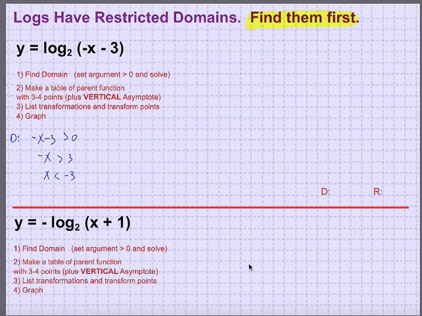You can make the parent function table first if you want, like I put in this order here, or you can list the transformations first. To be honest, I usually like to list the transformations first. A reminder though, every time there's a b, don't forget to factor that b out. Log base 2 of -1 times x plus 3.